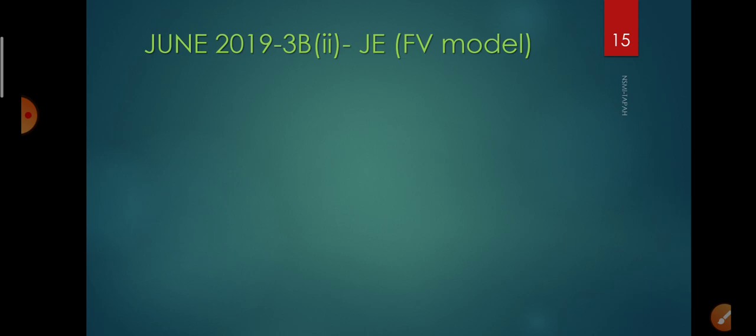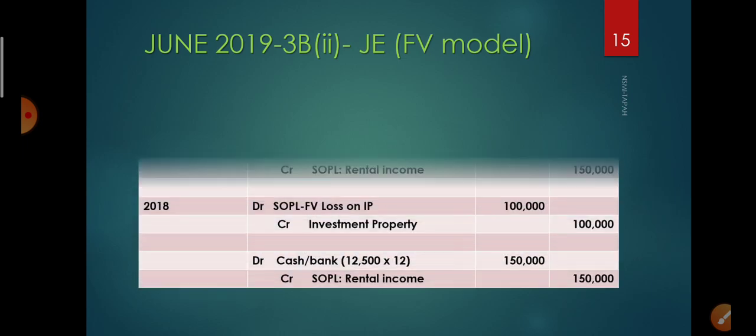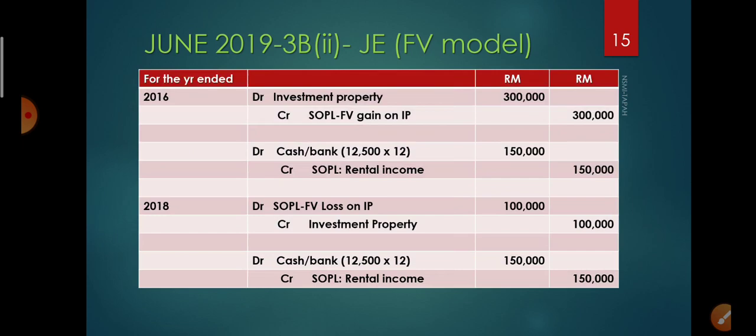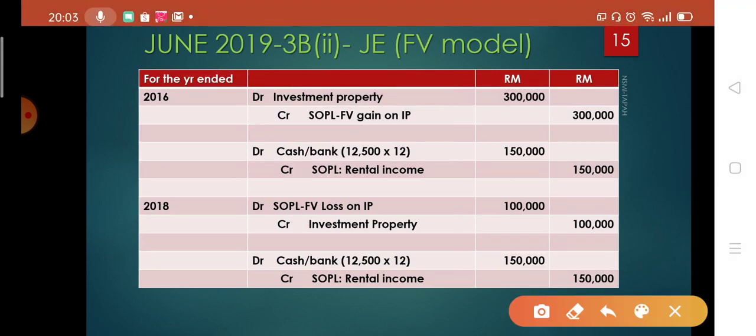So what if the building uses the fair value model? Of course, you will have to take into consideration the changes in the fair value. For 2016, you will get the difference of 300,000. So debit investment property, credit SOPR, fair value gain on IP, since you got an increase in the fair value, right? Next, the second journal entry is for the rental income: debit cash or bank, credit SOPR rental income 150,000.